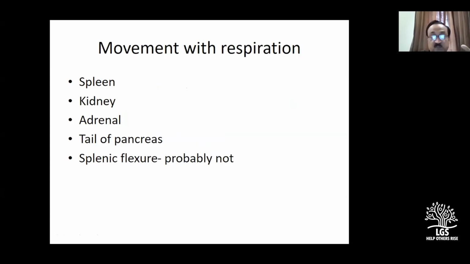Even though the spleen is the main organ here which moves with the respiration, you see all are attached. The renal system I have explained to you the other day: because of Gerota's fascia, which is attached above to the diaphragm, it moves with the respiration. The tail of the pancreas is attached to the spleen and moves with respiration.